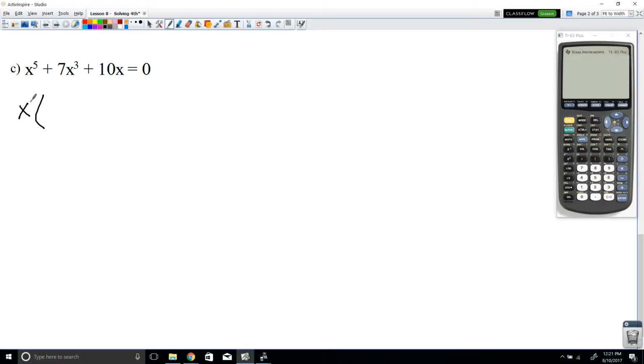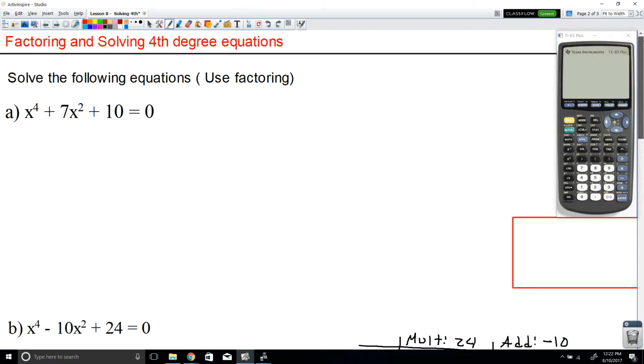an x, what we're going to obtain here is x to the fourth plus x to the second plus 10 equal to 0. But notice that this is exactly the same as the first problem that we have: x to the 4 plus 7x squared plus 10.